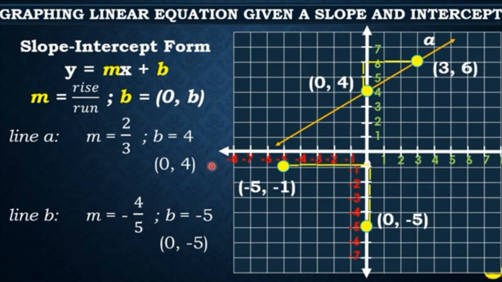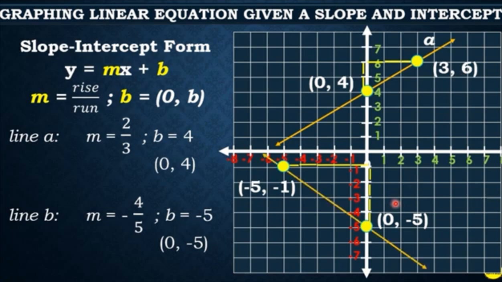Now, bakit ako nag-turn left? Kasi ang slope natin ay negative. So, yun lagi ang tatandaan. Kapag slope natin ay negative, turn left. Move to the left. Kapag positive, turn right. Okay? So, let us graph.